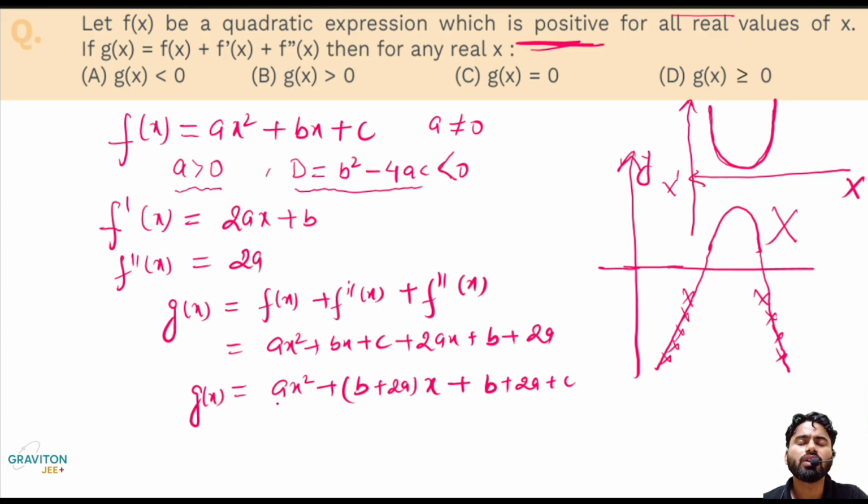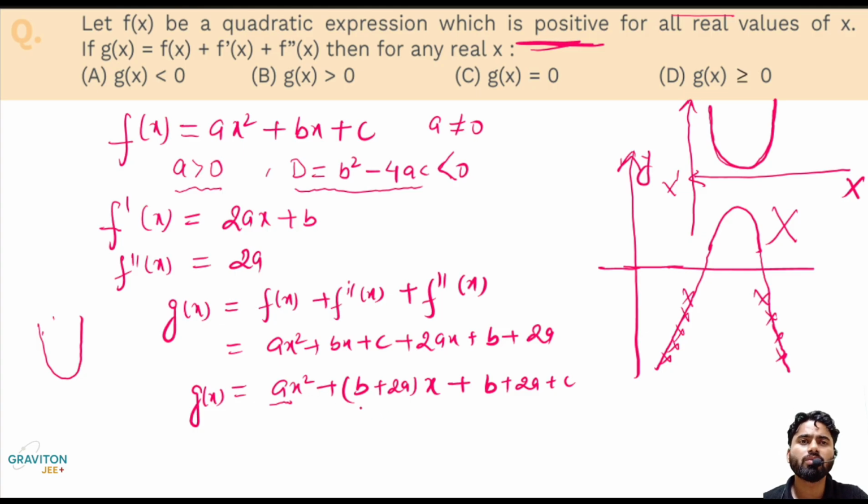Now again look at the leading coefficient of the g(x) function. What is the leading coefficient of g(x)? It is a. And what do we know about a? a is positive. So your g(x) function will be facing upward. Parabola facing upward, right? Now calculate the discriminant of this g(x) function.